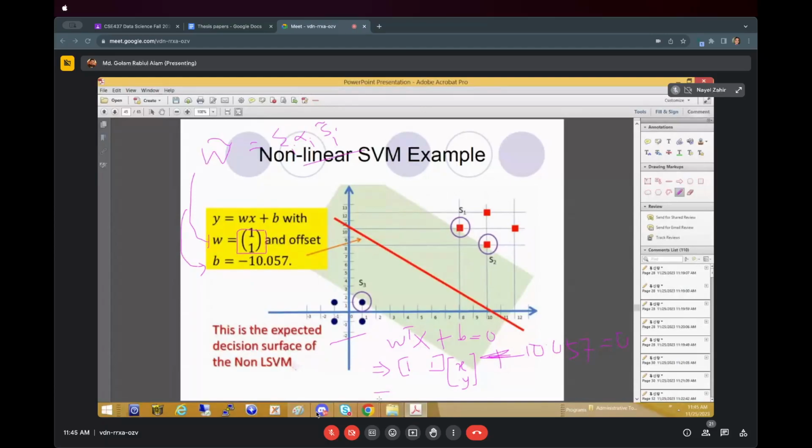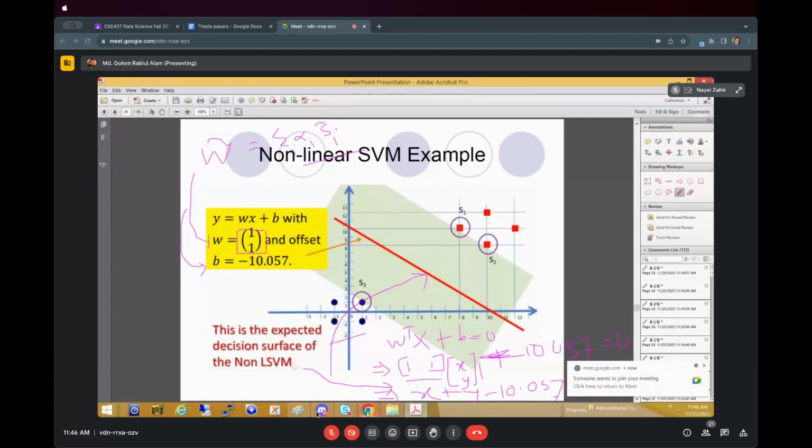So if we multiply these two vectors, this one and that one, then it will be 1 times x, that is x, plus 1 times y, that is y. So x plus y minus 10.057 equal 0. So this is our hyperplane equation. Okay, x plus y minus 10.057, our hyperplane equation. If we draw that hyperplane, then we will get this. Okay, this will be our hyperplane.